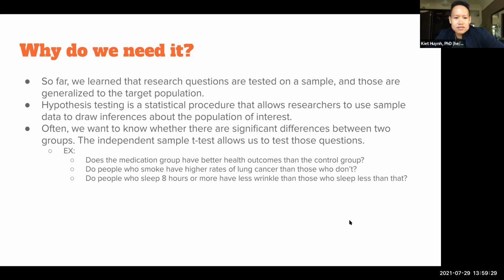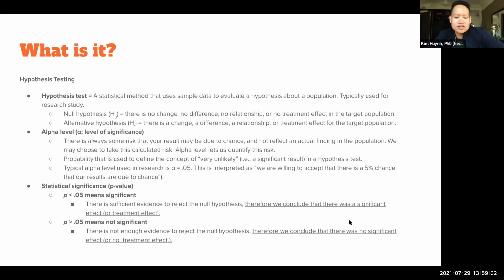Okay, so what is it? Let's start with hypothesis testing. So hypothesis testing is a statistical method that uses sample data to evaluate a hypothesis about a population, typically used in a research study. So for example, going back to one of the previous examples, if my hypothesis is that people have more wrinkles if they sleep less than 8 hours, so that's the hypothesis. Then we have to put this down into two types of hypothesis.